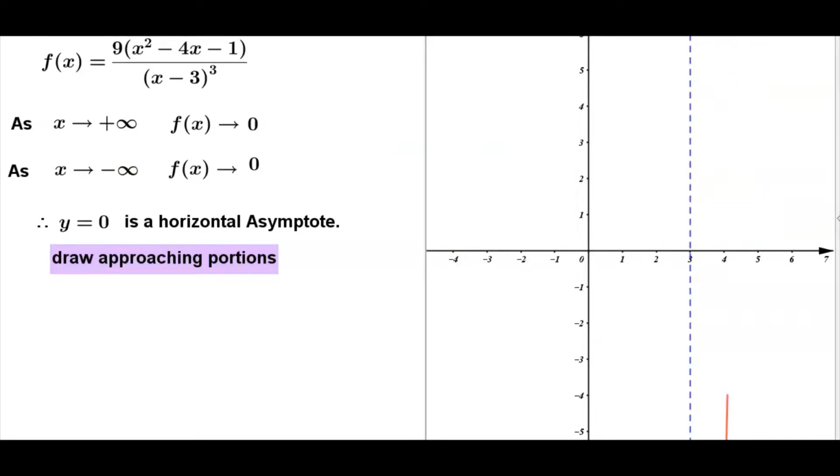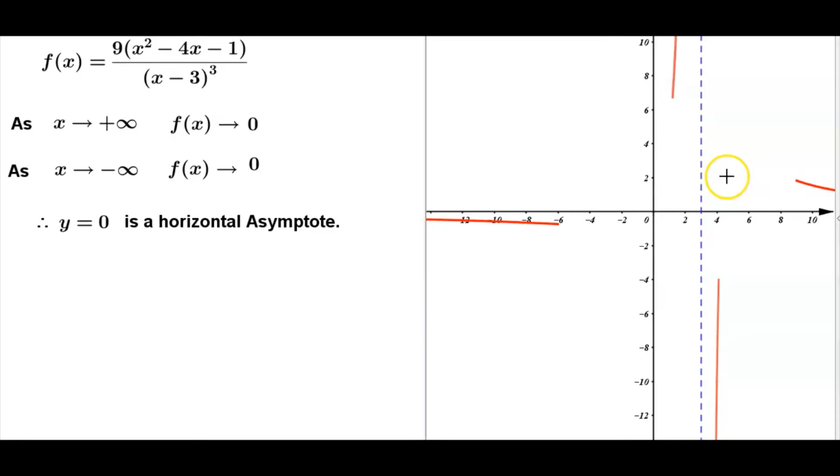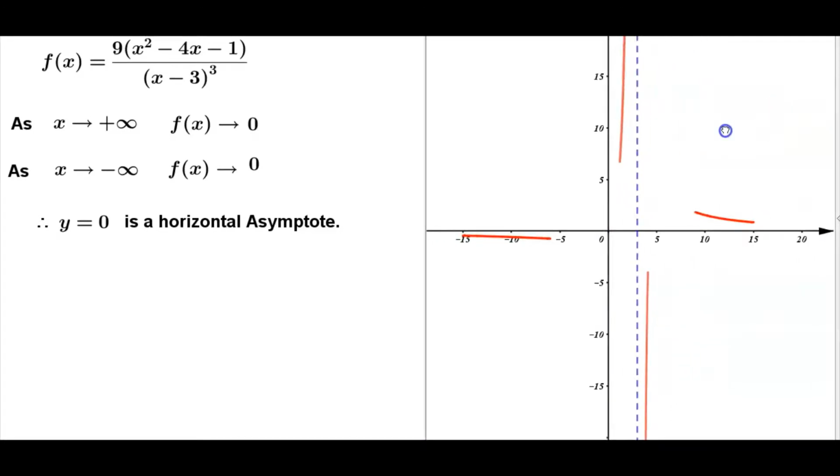Therefore, we can show this in the diagram. This is a horizontal asymptote. As x approaches minus infinity, the function tends to 0. As x approaches plus infinity, the function approaches 0. The horizontal asymptote is y equals 0. This is the vertical asymptote x equals 3.